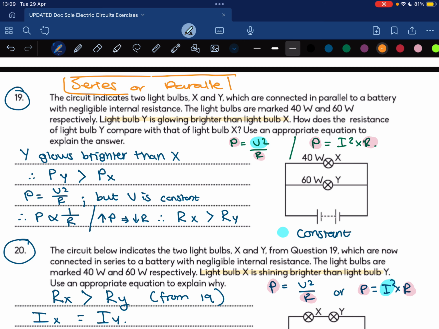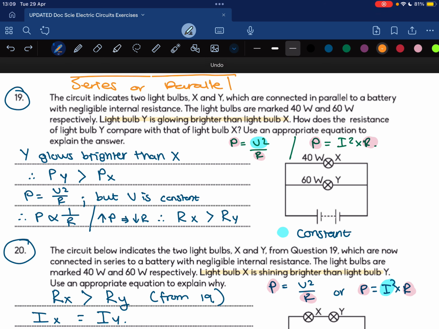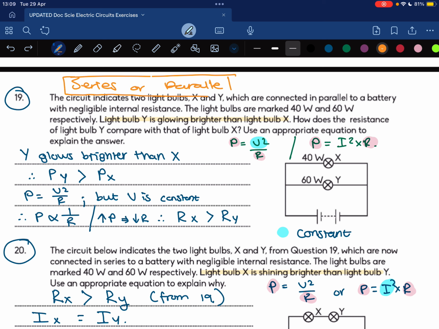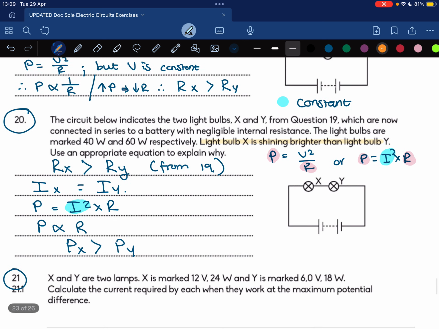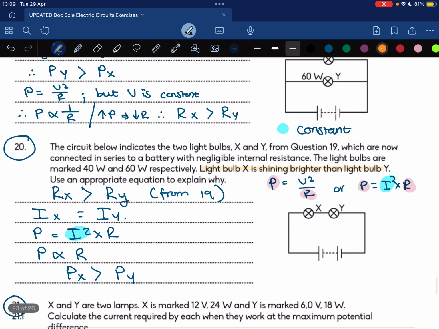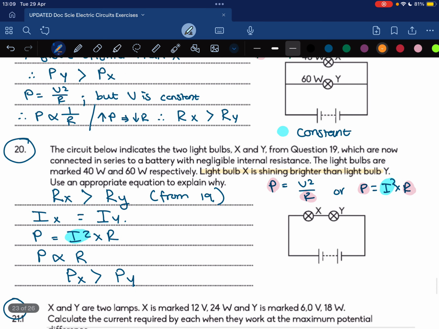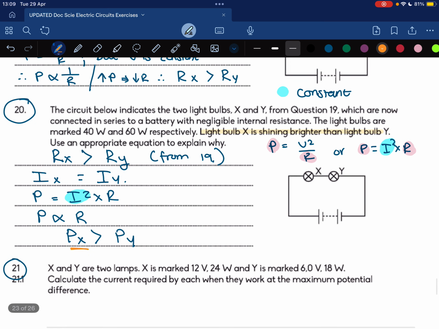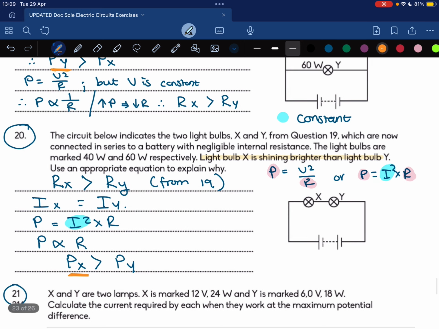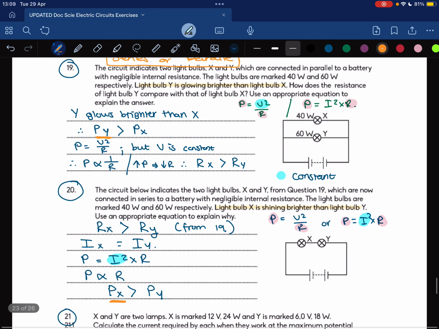Okay, so that's also very important to establish as well. You cannot just assume that the power stays the same. However, we do know that power is still related to brightness. So that's why in this question, light bulb Y is brighter, but in this question, light bulb X is brighter. So it's very important in these questions you establish what you are trying to compare, two things.